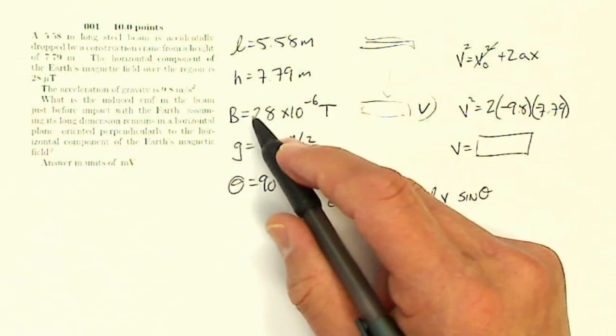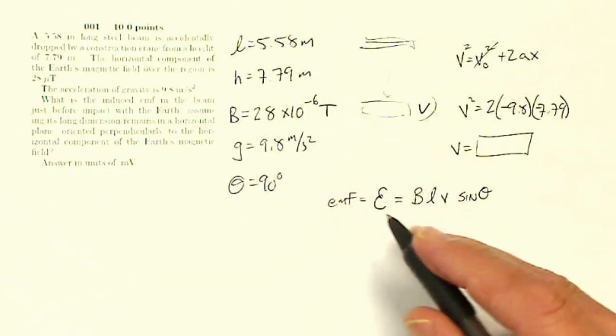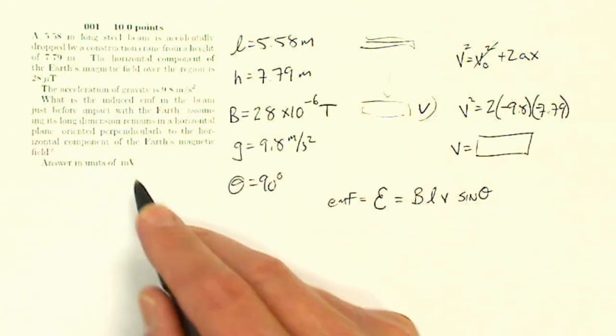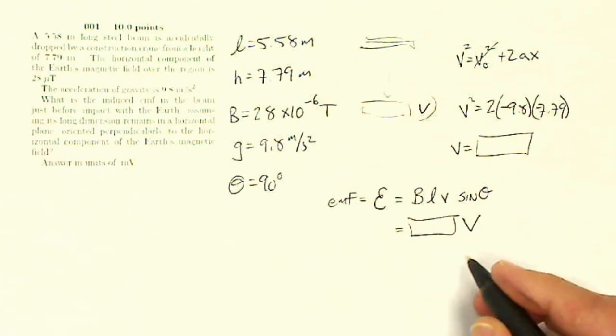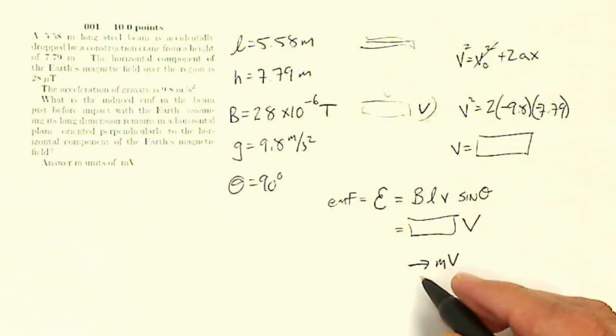So you have your strength of magnetic field, you've calculated your V already, and the length of the rod is given, so that will give you your EMF. But this says answer in units of millivolts, so whatever you get for your answer is going to be in volts. To get it to millivolts, you're going to have to multiply by 1,000.